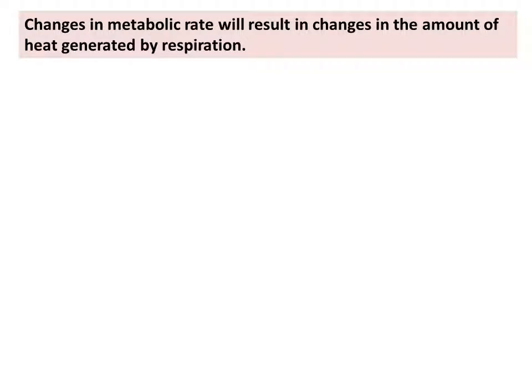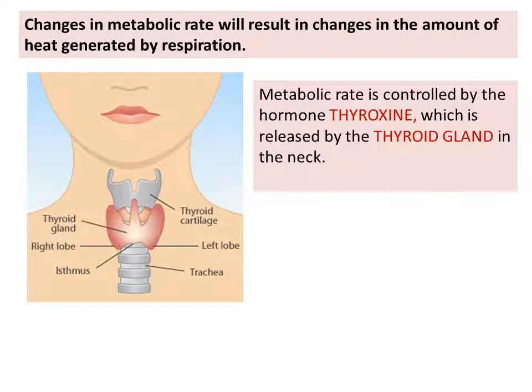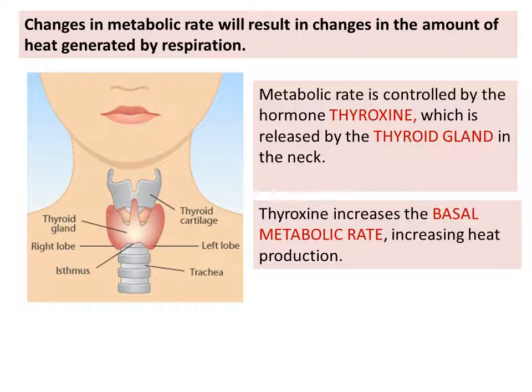Changes in metabolic rate result in changes in the amount of heat generated by respiration. So if we look here, we've got a diagram which shows us the thyroid gland, which is on the front of the trachea, and the metabolic rate is controlled by a hormone produced from the thyroid gland called thyroxine.